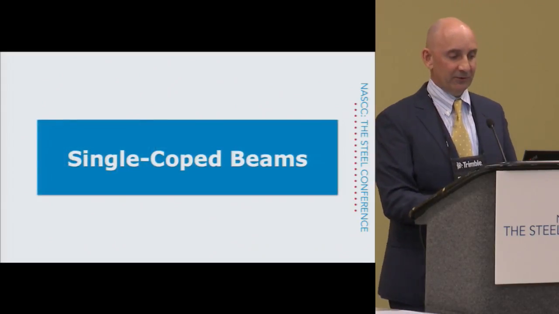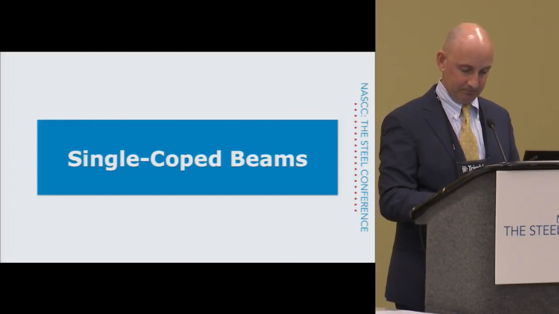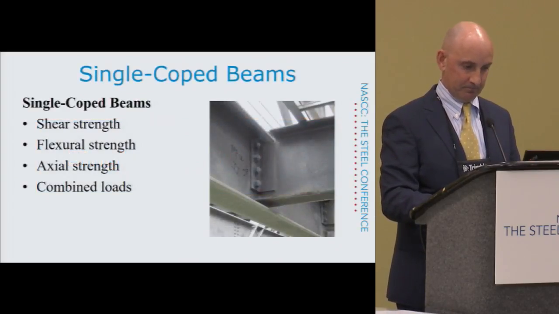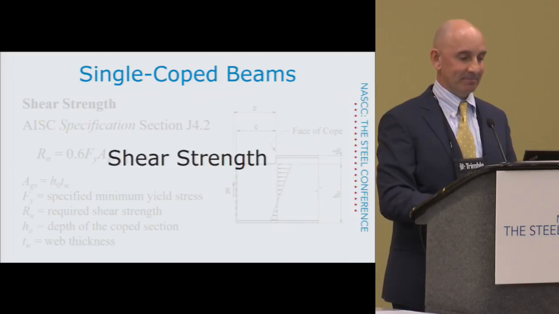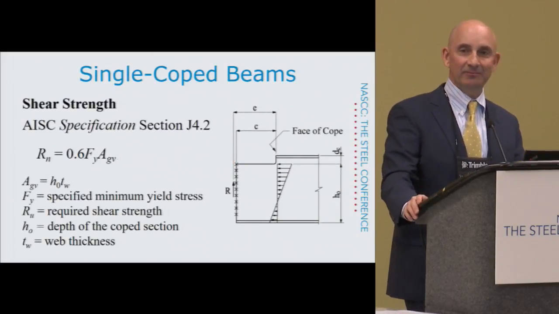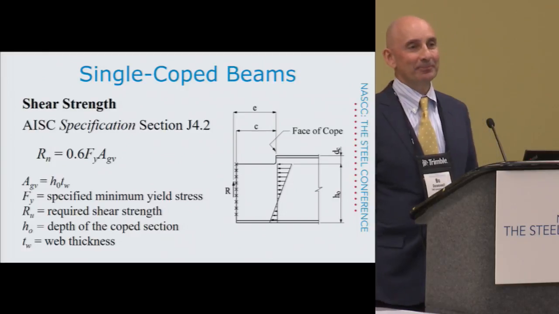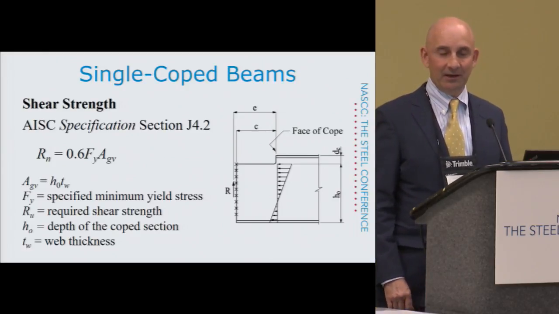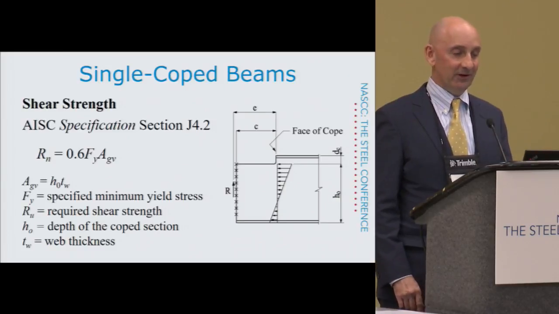So let's get moving on the first half of the presentation, the single coat beams. We'll start off with the shear strength. It's straight out of the specification. You'll see an identical slide once we get to the double coat beams, spec section J4.2. Now, chapter J is going to be for connection design. But J4.2 goes into the yielding of connection elements.